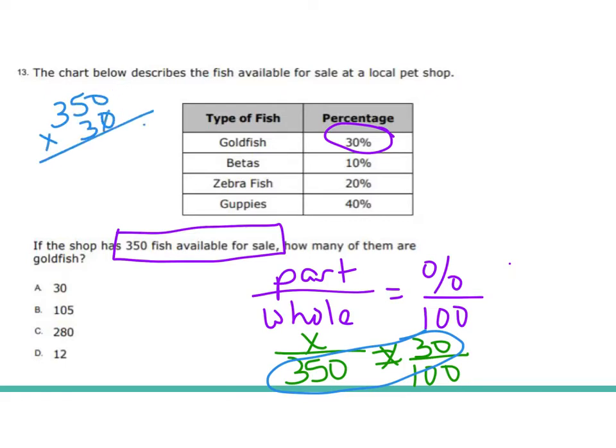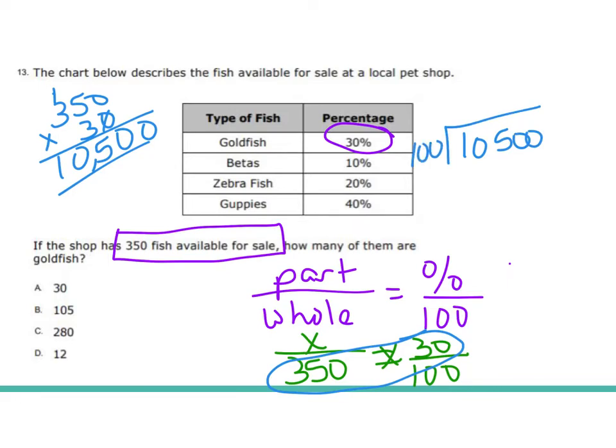So we go ahead and multiply. So I'm going to go ahead and do 0 here. So 3 times 0 is 0. 3 times 5 is 15. 3 times 3 is 9, plus 1 is 10. So now I'm going to go ahead and divide that by 100. Remember, when you divide by 100, all you're doing is crossing out 2 zeros inside and 2 zeros outside. So my answer is 105. And if you notice, my answer here is letter B. So make sure you're using cross products. You multiply first and divide.